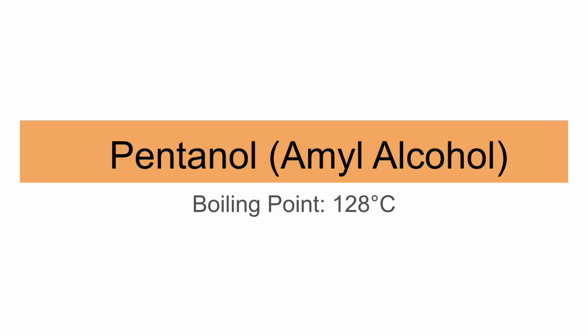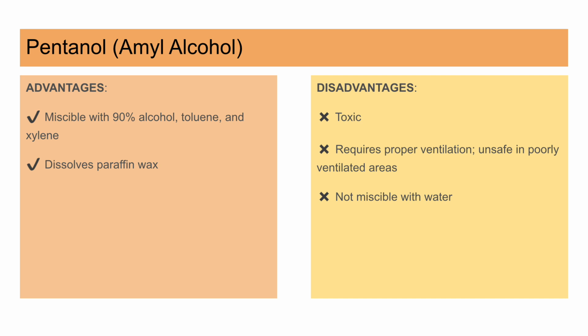Next is pentanol or amyl alcohol with a boiling point of 128 degrees Celsius. Pentanol can dissolve paraffin wax and is miscible with some solvents, such as your 90% alcohol, toluene, and xylene. But it is toxic and requires proper ventilation and does not mix with water, which limits its application.